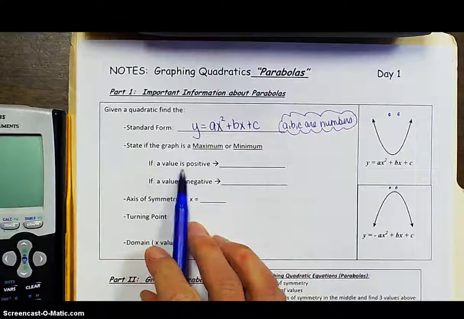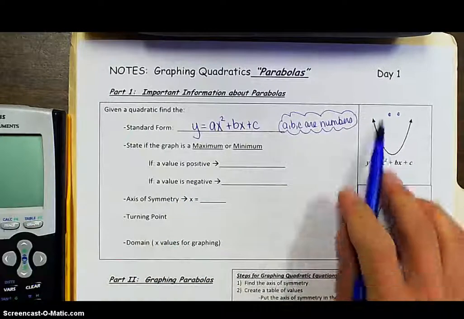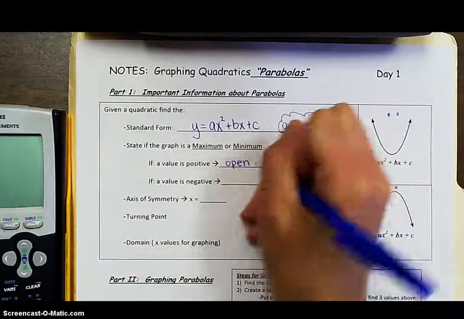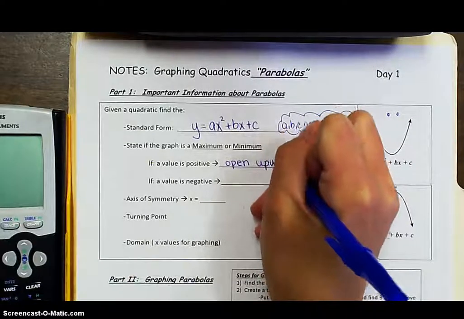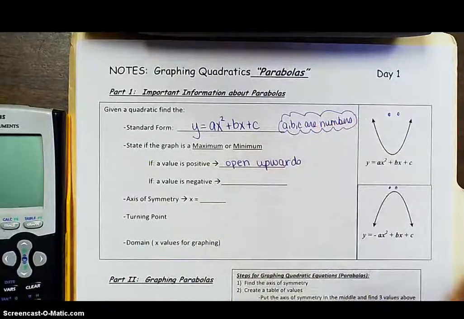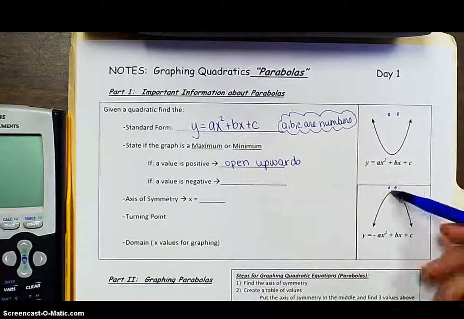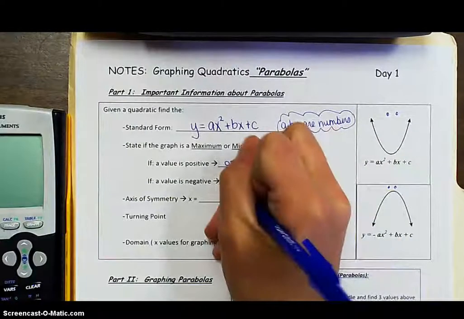So if your a value is positive, that means it's going to open upwards. Okay, and if your a value is negative, it's going to open downwards.